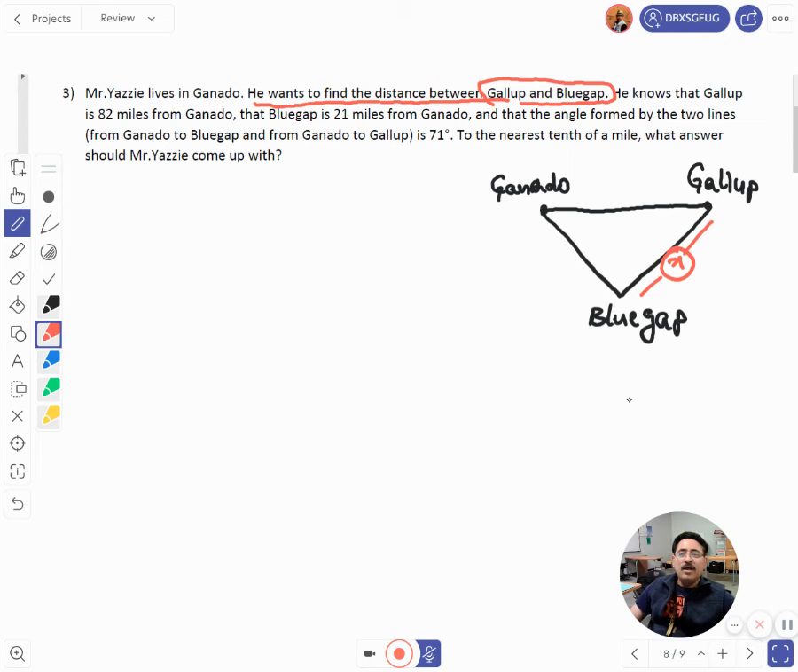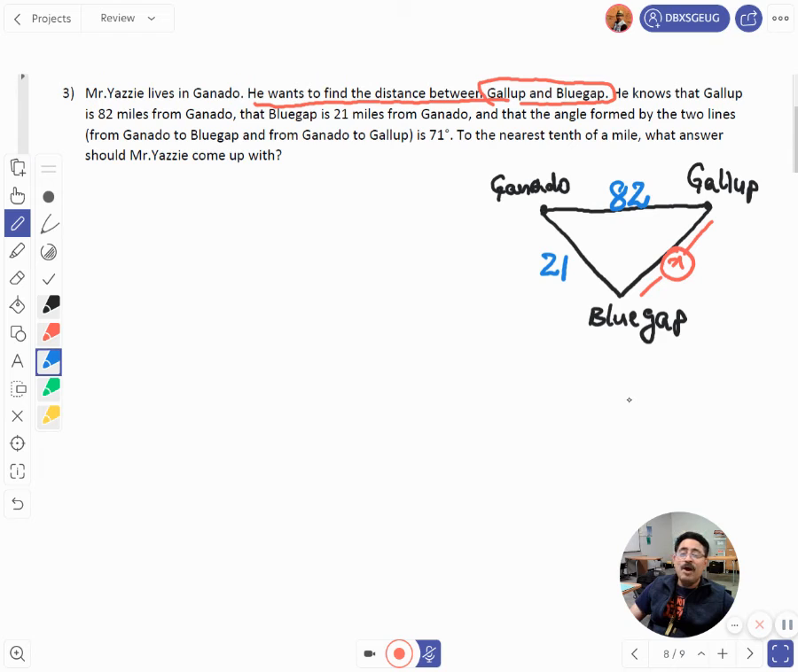Okay, he knows that Gallup is 82 miles from Ganado. So this is 82 miles. That Blue Gap is 21 from Ganado. So Ganado to Blue Gap is 21 miles.